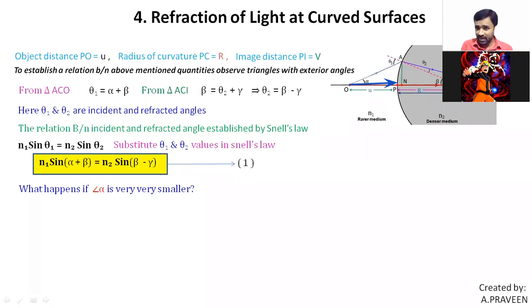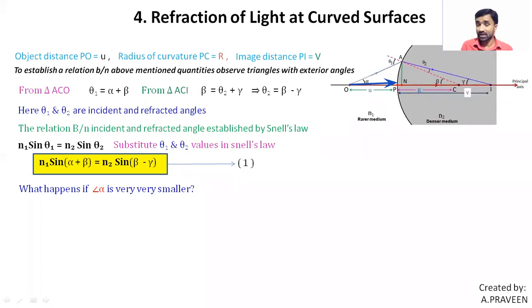So if a ray is parallel to the principal axis and very close to the principal axis, two conditions are there. One is parallel to the principal axis and very close to the principal axis. That type of rays are called paraxial rays. What are paraxial rays? Simple. They are very close to the principal axis and they are parallel to the principal axis. Those rays are called paraxial rays.